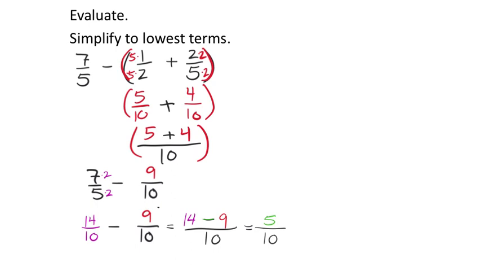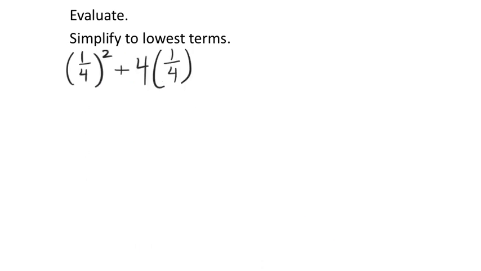Since we need to simplify this, what can we divide 5 and 10 by to simplify it? That'd be 5. If I divide these both by 5, I should get a new fraction with the same value. 5 divided by 5 is 1, 10 divided by 5 is 2, which we actually saw back here in the red stuff. And that's as simplified as I can make it. So on this one, simplify to lowest terms.